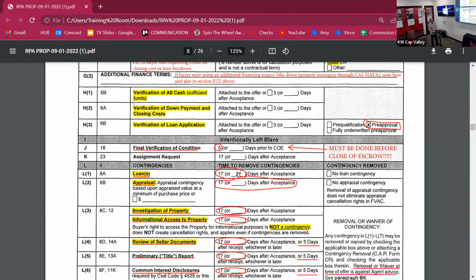So that's all this section right here is. It's verification of whether they have cash, whether they have down payment and closing costs. And sometimes you're really lucky. The lender's already done the loan application. They've already done the verification of employment. They've verified the amounts of money in bank accounts. They pulled credit. They've even done automated underwriting. And so they're good to go. They're golden. That's the best of all of them.